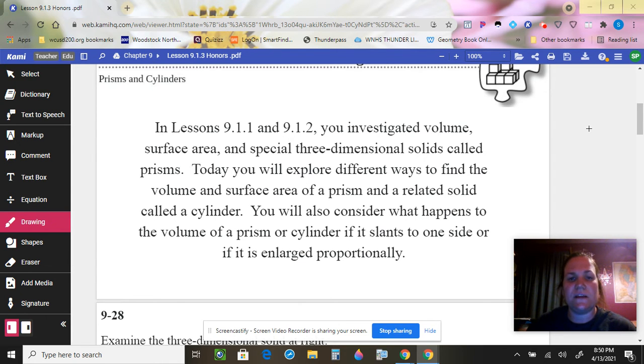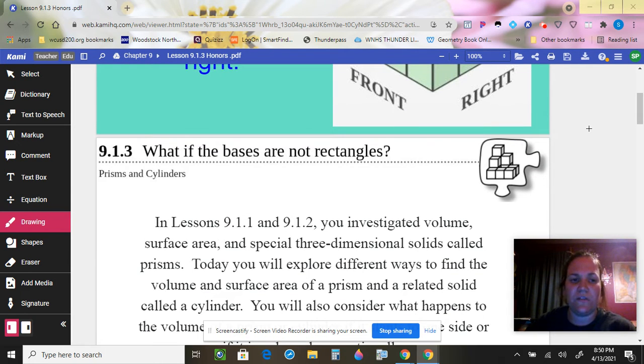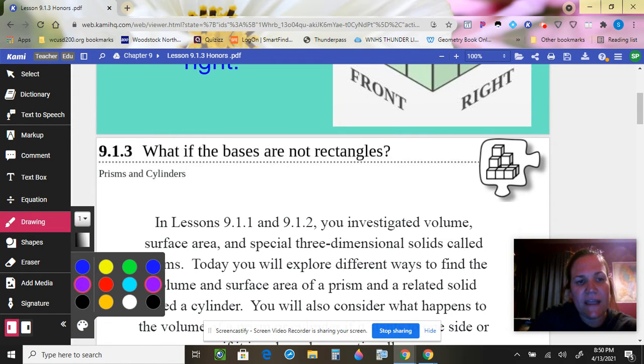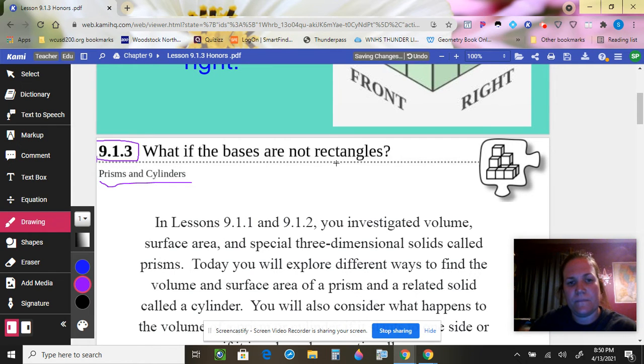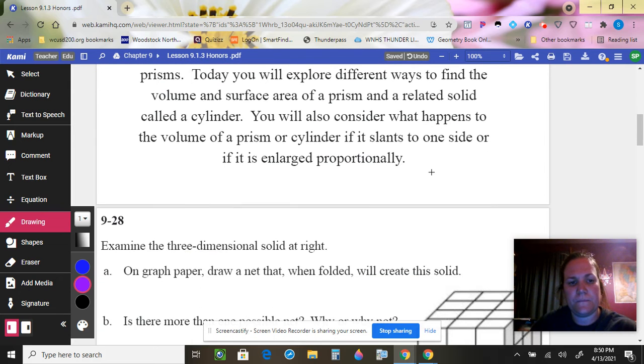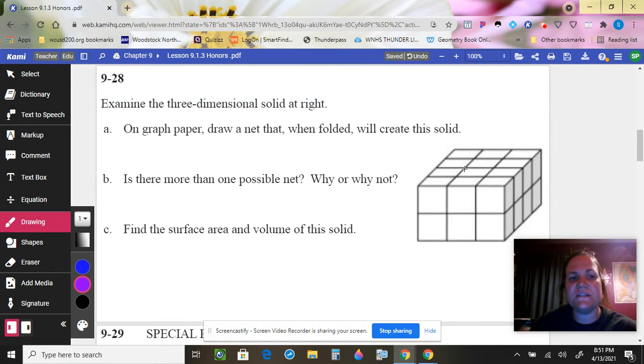So again, if you guys want to write down in your notes that this is lesson 9.13, I'm going to draw underneath of here. And you should label it as prisms and cylinders. So that's what you should be writing in your notes for today. All right, so this is my first picture.